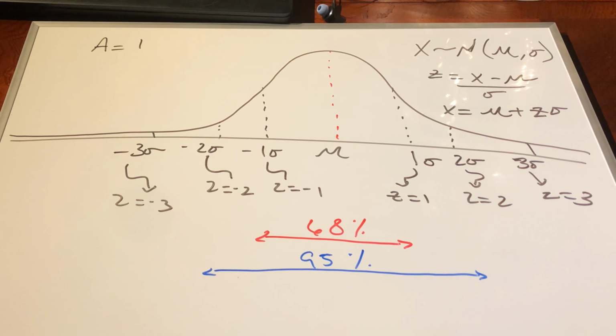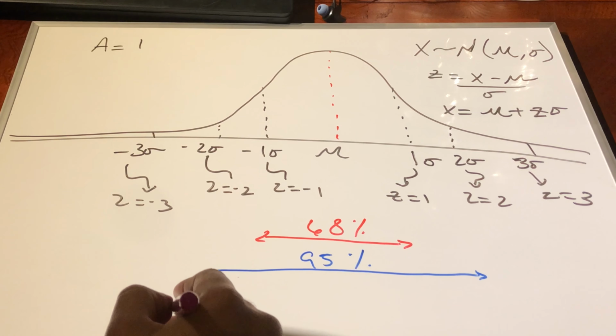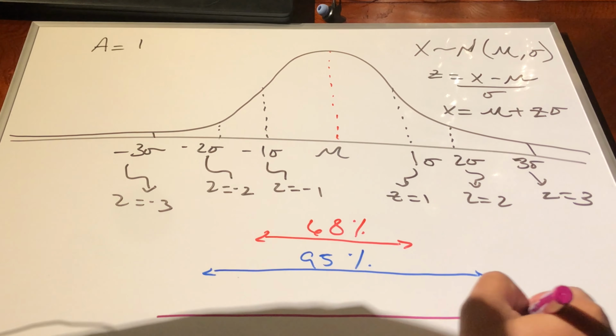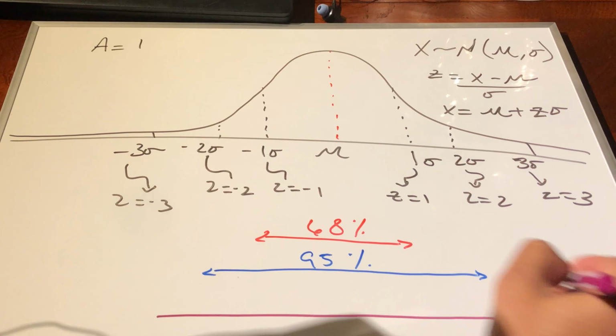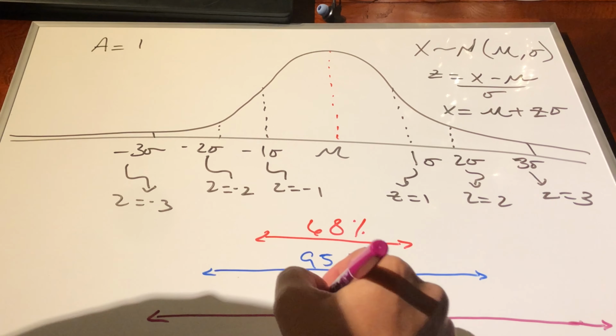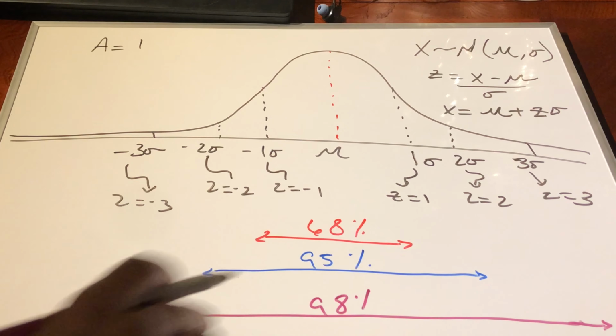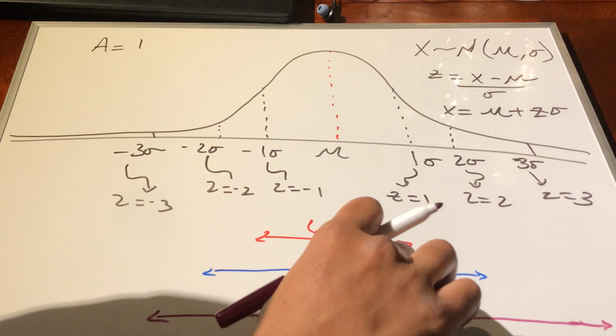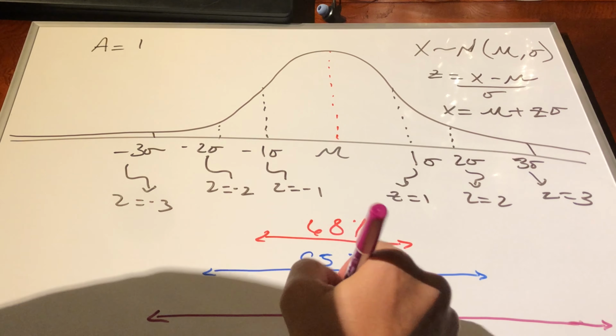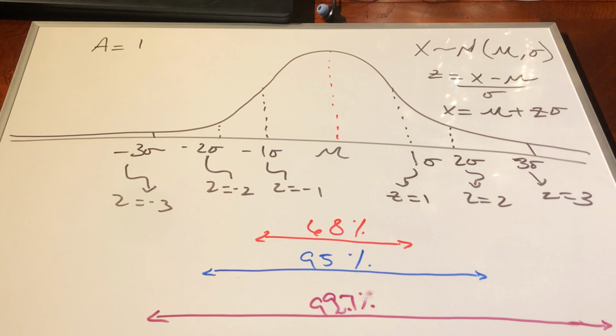Okay, and then 99.7% of your bell curve lies within 3 standard deviations. And this is what the empirical rule states. Oh, sorry, 99.7, not 98. Sorry about that. So 99.7.